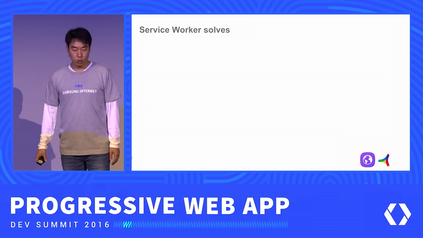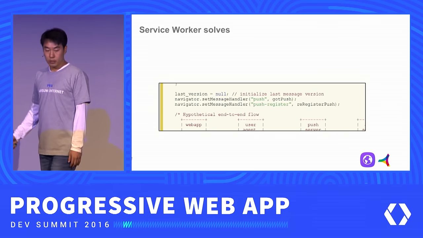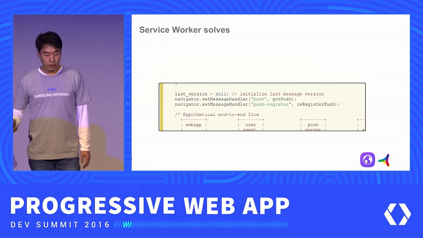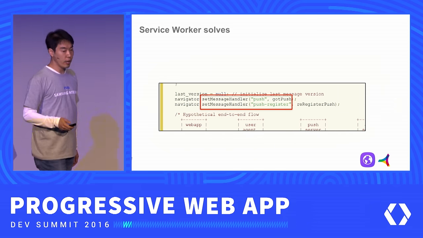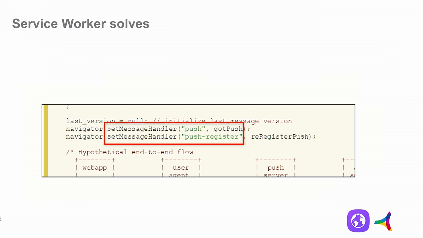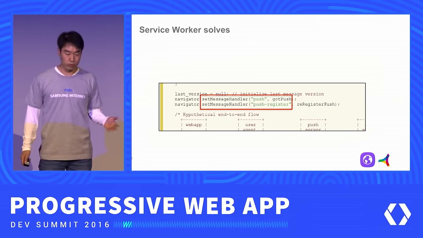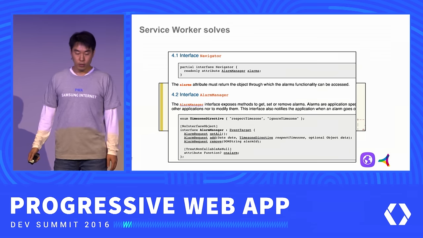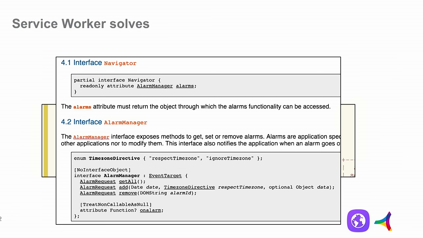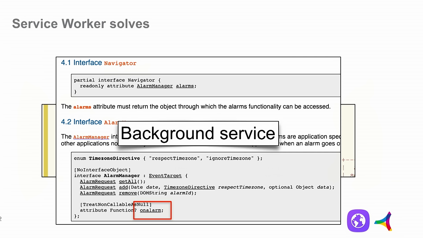And the second, service worker solves this one. Back in the days when we didn't have service workers, we actually tried to do that with the push API. The push API tried to define a push event handler in a page, like navigator.setMessageHandler will set this push event handler, and then the event is dispatched to this page. But when the page is closed, then the whole context is gone. So it wasn't possible, actually. And here's another example. The spec itself has been deprecated, but the alarm API in the system applications working group tried the same thing. They defined their own alarm handler in page context. So the service worker just brings the background service context to web applications.